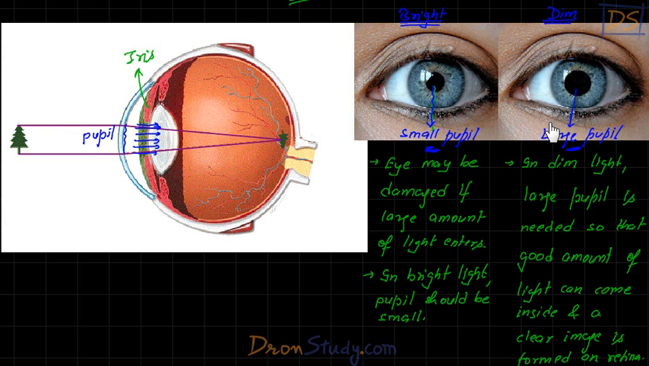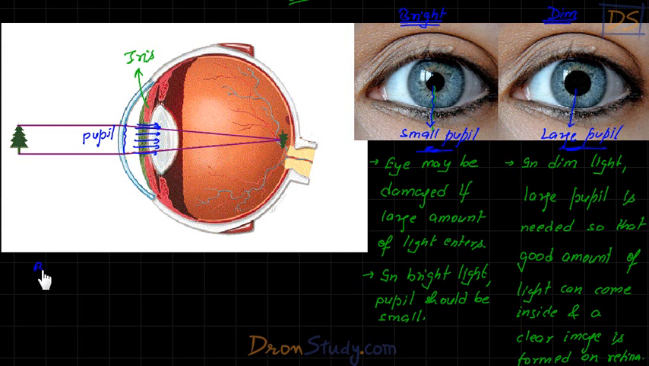Whenever you are going to bright light, your eye becomes like this. Whenever you are going to dim light or a dark room, your eye becomes like this, and automatically the size of the pupil is changing. So students, how is this happening? How is this phenomenon happening automatically? That is what we need to understand. So here the iris plays a very important role.